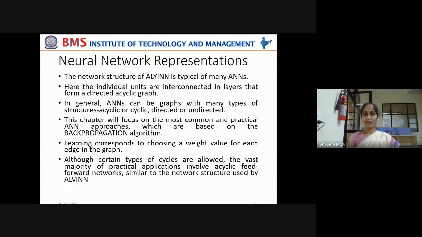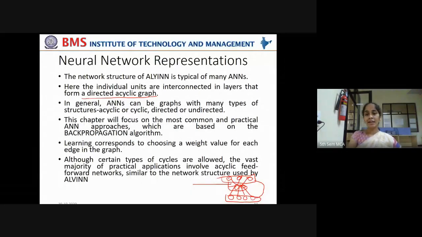Here, the individual units are interconnected in layers that form a directed acyclic graph. Right? Why do we call it an acyclic graph? Say these are the input units, these are the hidden layers, they are connected like this, and finally these give some output layer. Now, this is the input layer, this is the hidden layer, and this is the output layer. They are connections of neurons, but is there any backward connection again to the beginning? No. In that case, we call it a directed acyclic graph. Acyclic means there is no cycle in the connections.